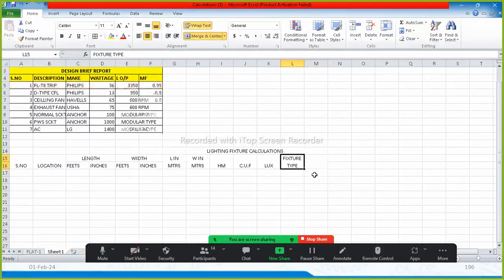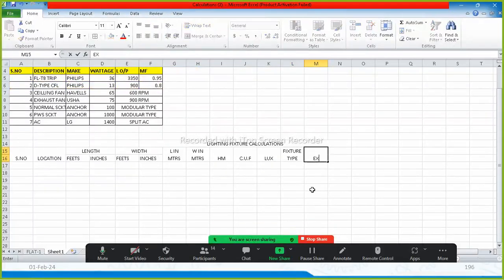Next, after the fixture type, what is the next one? Exact number of fixtures.